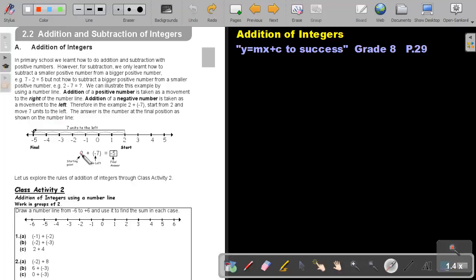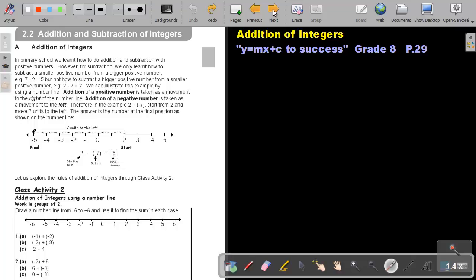Let's do it. 2 plus negative 7, that indicates addition. So start at 2. There is standing negative 7, so I must move 7 units to the left. 1, 2, 3, 4, 5, 6, 7. So my answer will be negative 5.